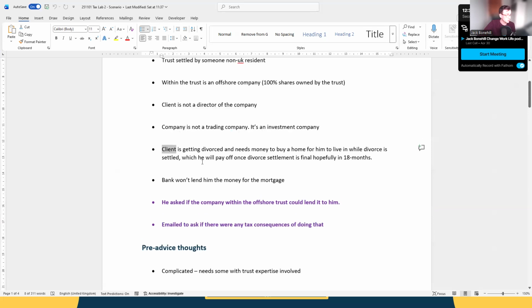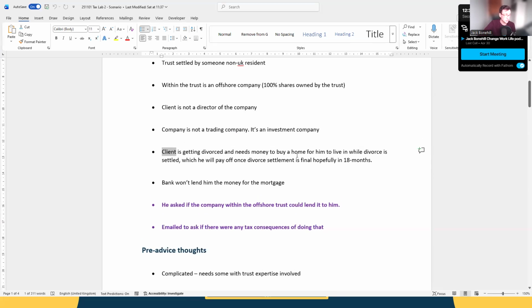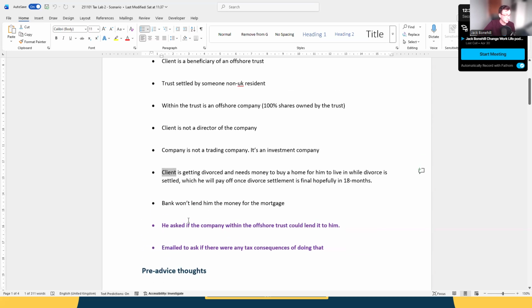The client, the individual, is going through a divorce and needs some money to buy a new home to live in whilst the divorce is going through, which he will pay off once the divorce settlement has happened, hopefully in 18 months' time. But the bank won't lend him money to buy this home. So the query that this client raised is: can the offshore trust, or the company within the offshore trust, lend him money to buy this house that he wants? And he emailed the advisor to ask if there are any tax consequences of doing this.